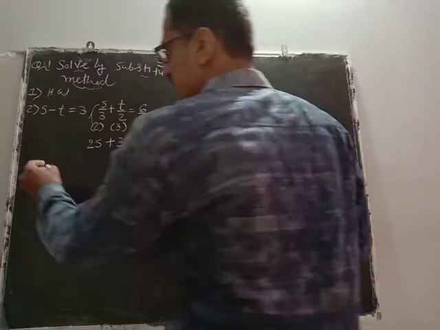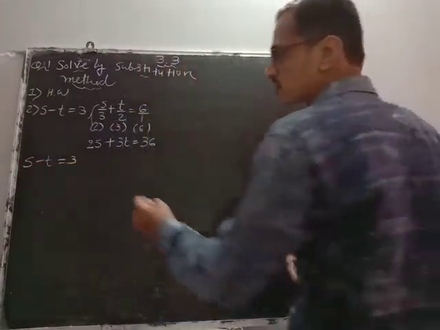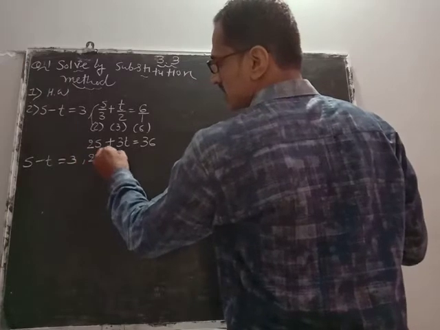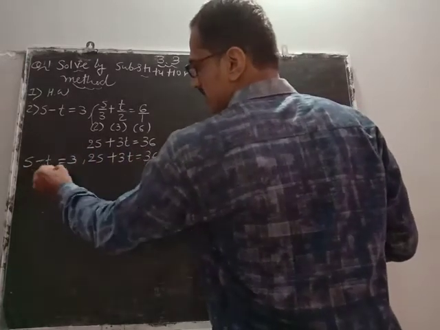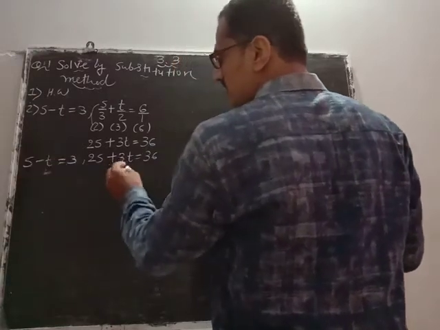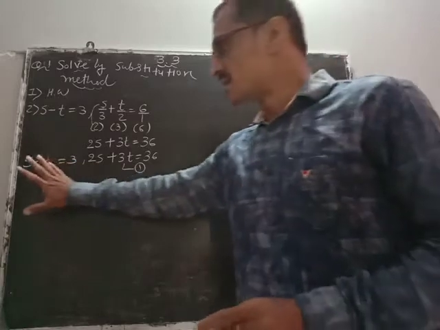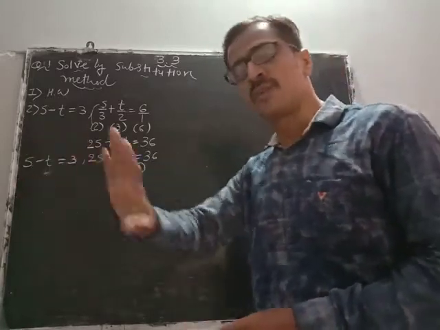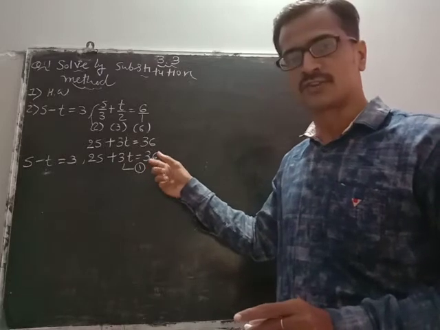Now write both equations again in simplest form. S minus T equals 3 and 2S plus 3T equals 36. This will be equation number 1. Give this second. See, from this equation we'll make S the subject, so don't give any number. We'll give first equation to this equation. Okay?